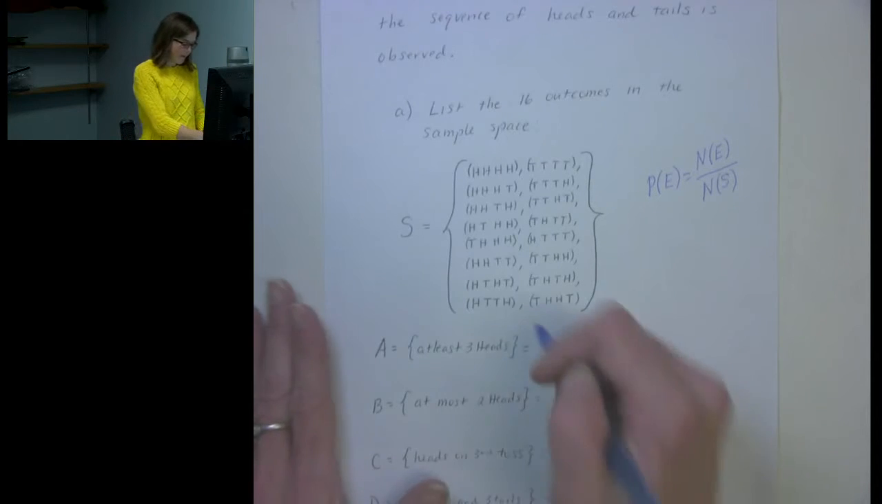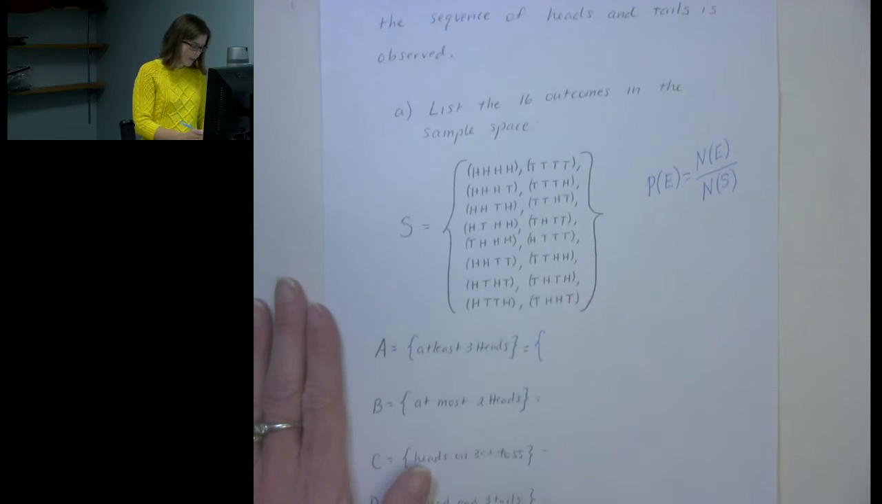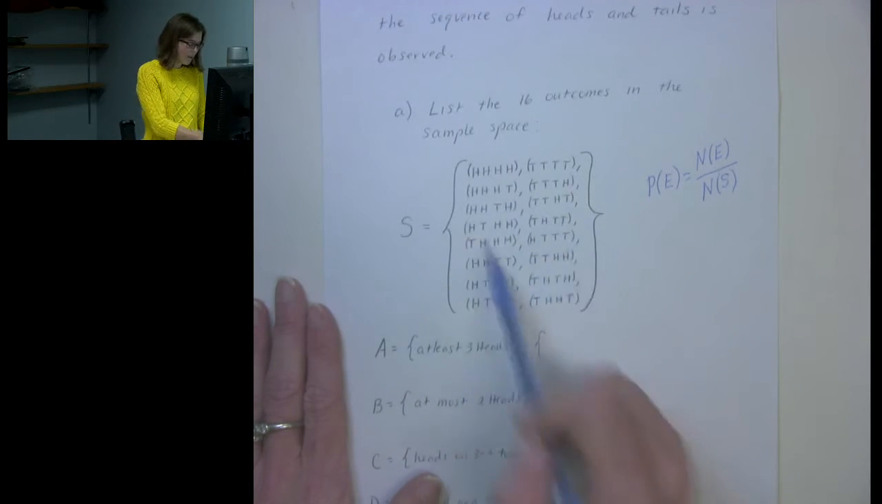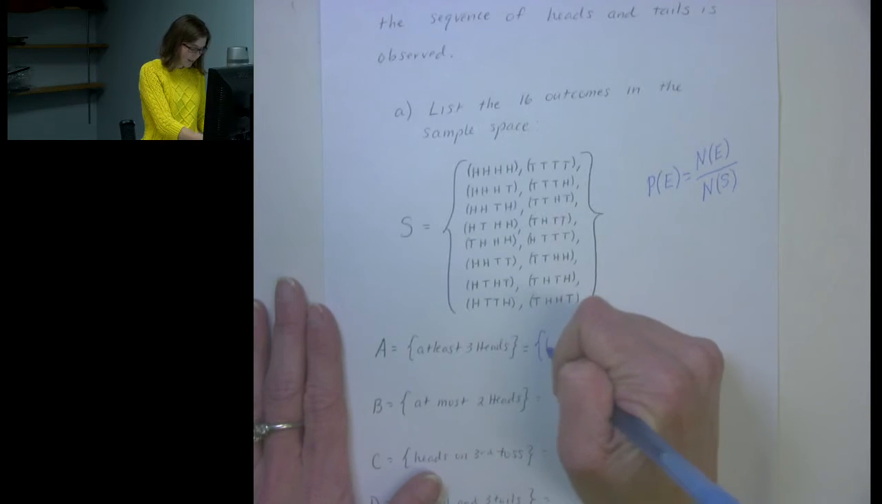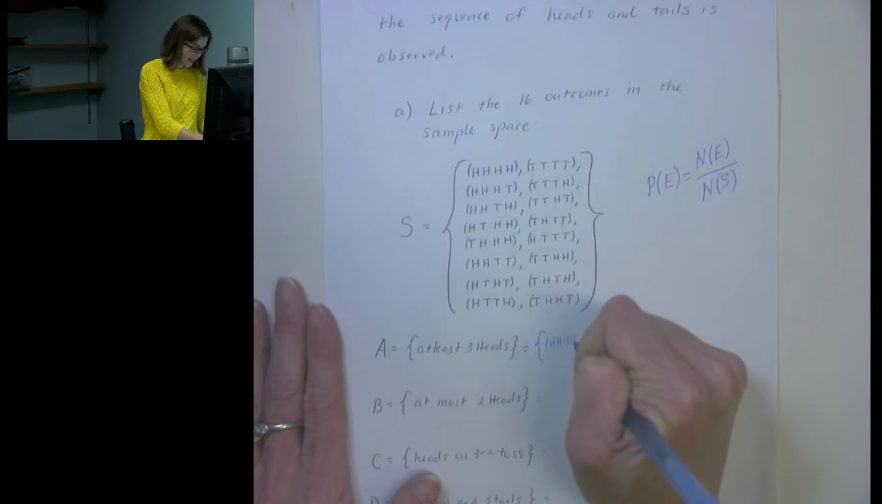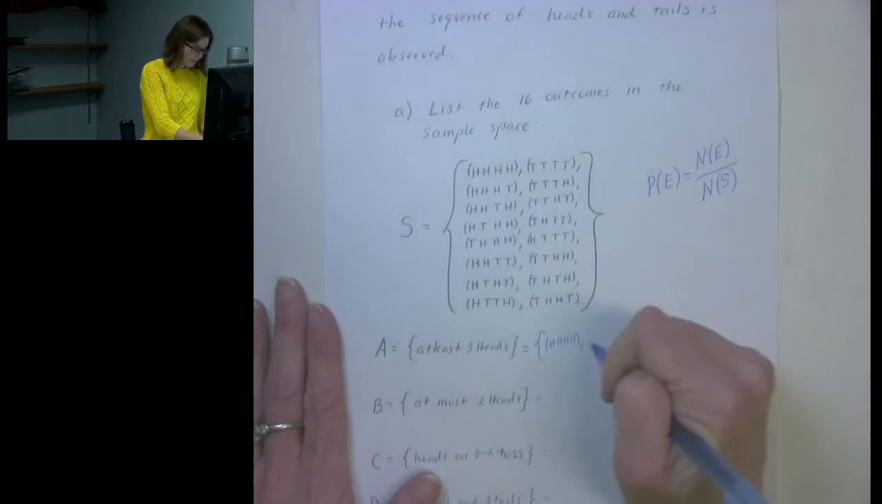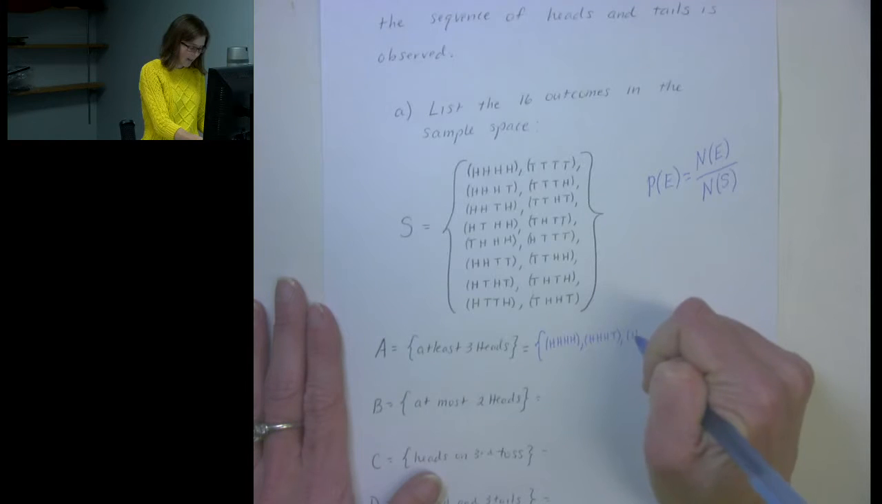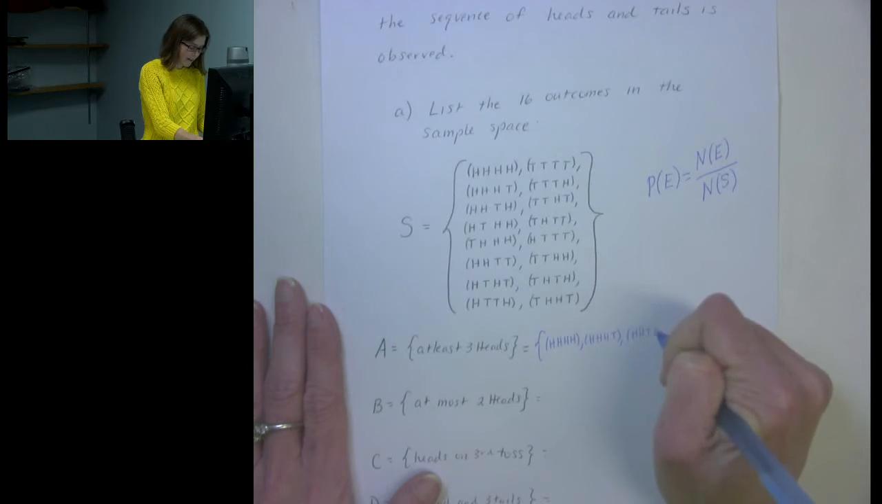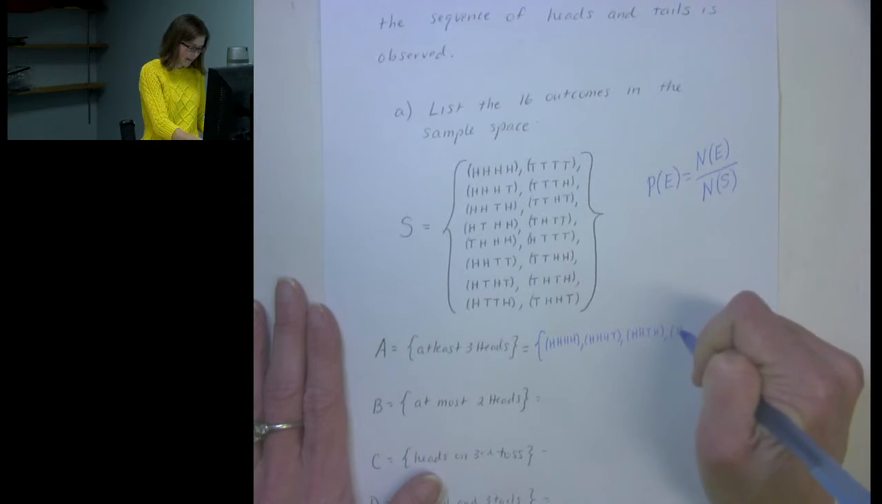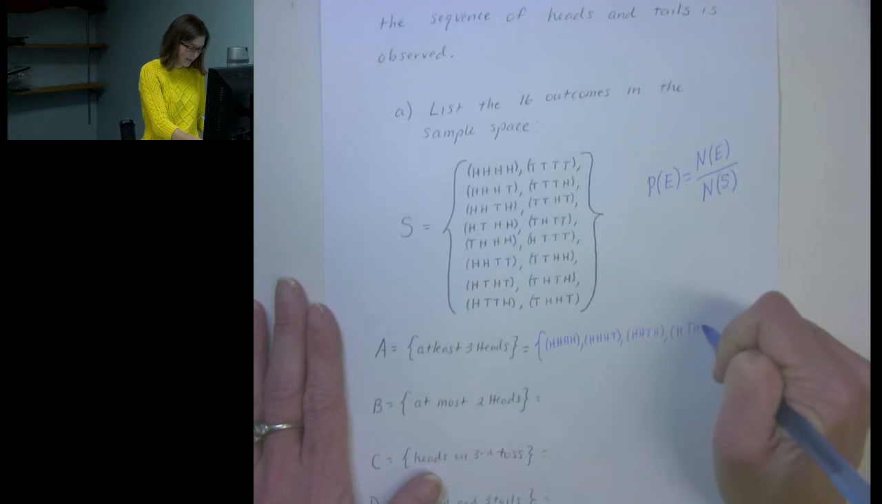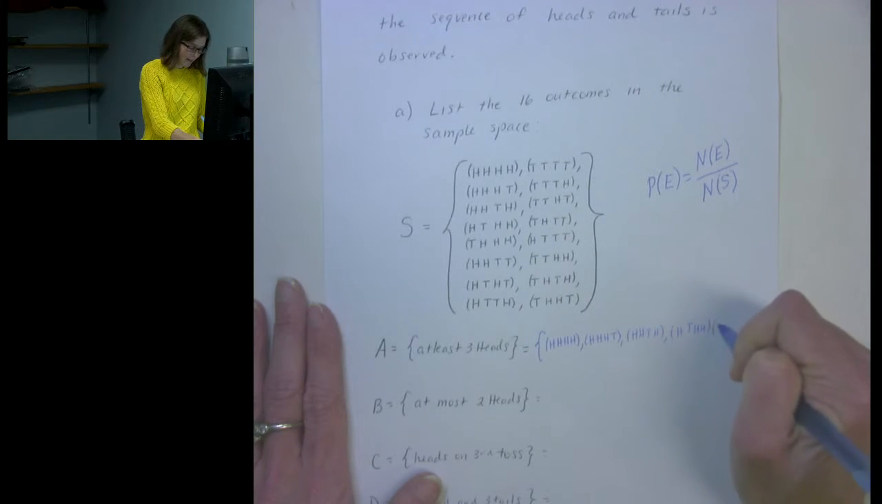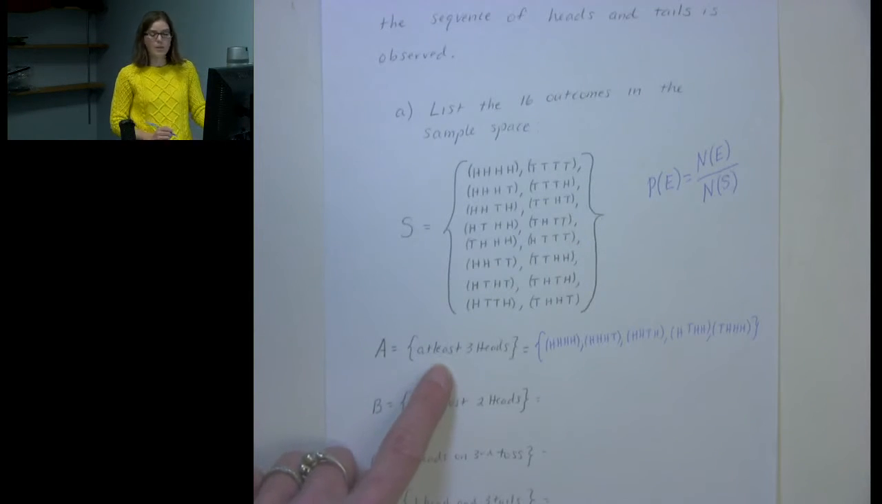So the first thing to do is look through and say, okay, which of these include at least 3 heads? So I've got heads, heads, heads, heads. I've got heads, heads, heads, tails. I've got heads, heads, tails, heads. I've got heads, tails, heads, heads. And I've got tails, heads, heads, heads. And those are the outcomes in event A, which again is a set.